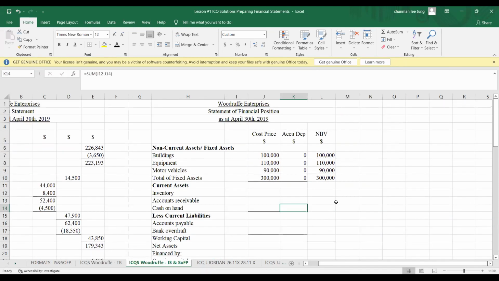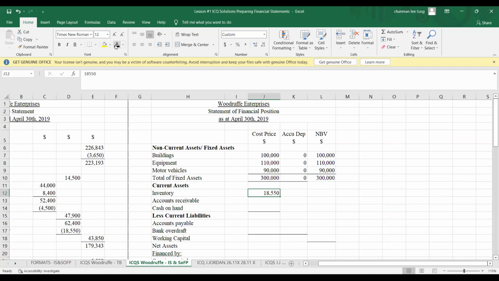Now we are looking at our current assets section. And we see an inventory. Is this the opening inventory or the closing inventory? This inventory that we are accounting for under current assets, is it opening or closing? Very good. It's a closing inventory. And the amount that we had was 18,550.